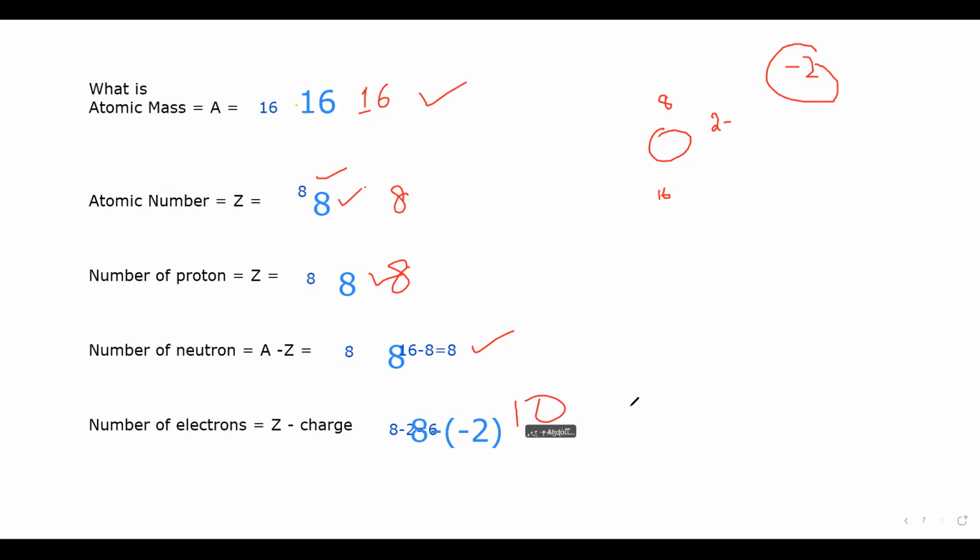Yeah, the number of electrons, that is 10, that's good, because it is 8 minus the charge, and the charge is -2, so minus minus is plus. So actually it is 8 plus 2, which will make 10.